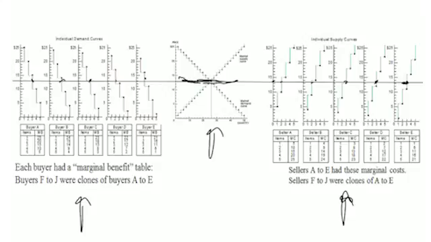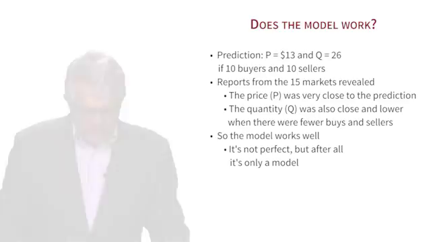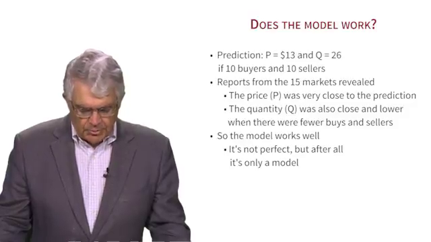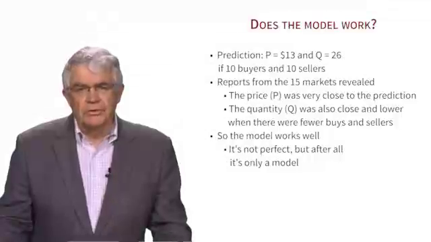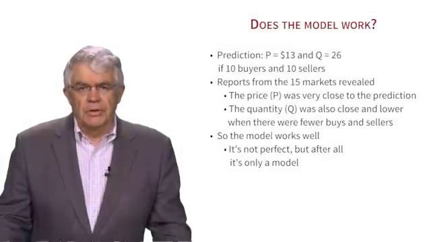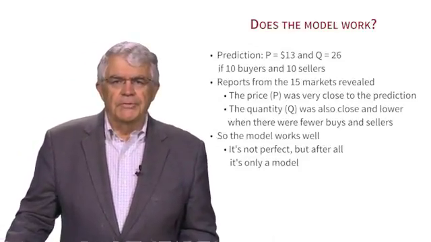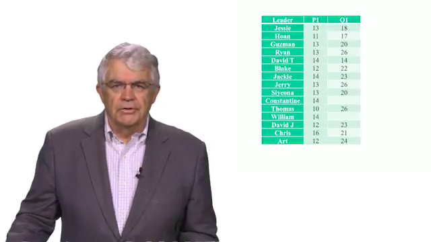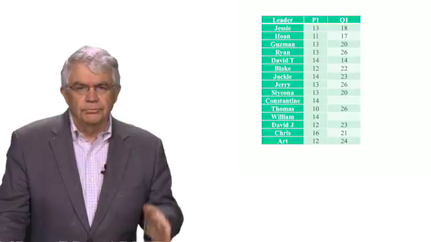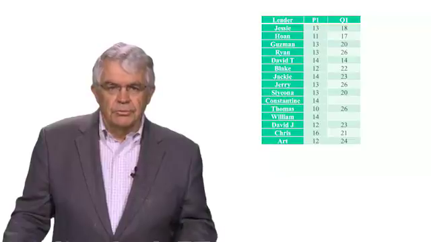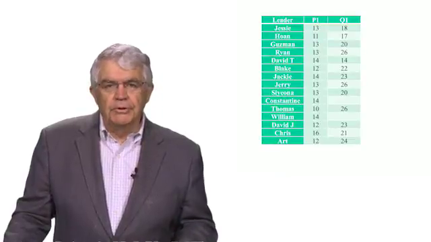Now, let's see if the model works. We're going to do this calculation, this simulation in the markets for many different times. So our prediction is the price is 13, the quantity is 26, if there's 10 buyers and 10 sellers. So we do these 15 different markets, see what happens, and let's take a look at the results for a particular experiment, a particular time this was done. You can see markets are named by individuals who happen to lead the market to make sure everybody is playing by the rules. And the price, you can see, is in the first column.